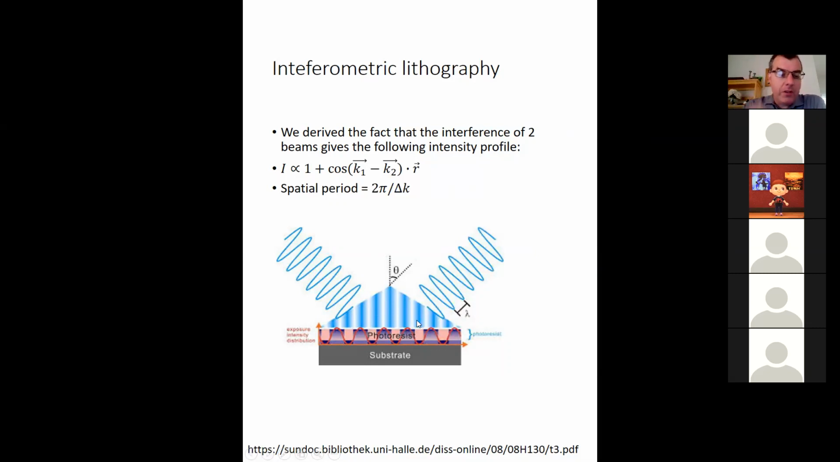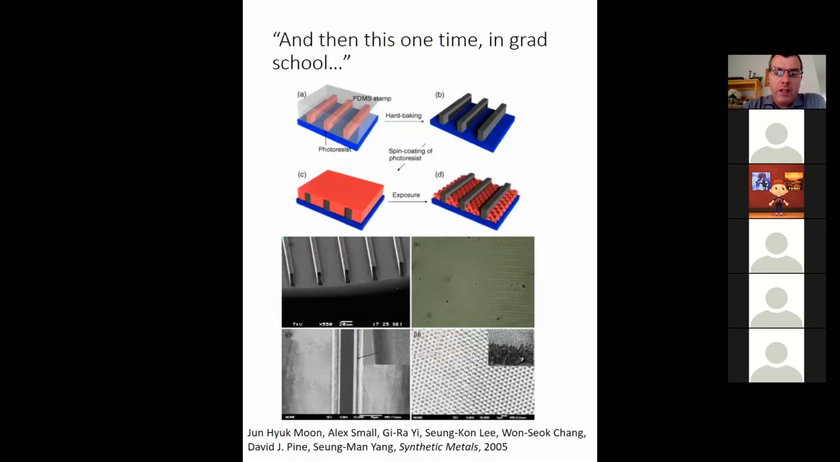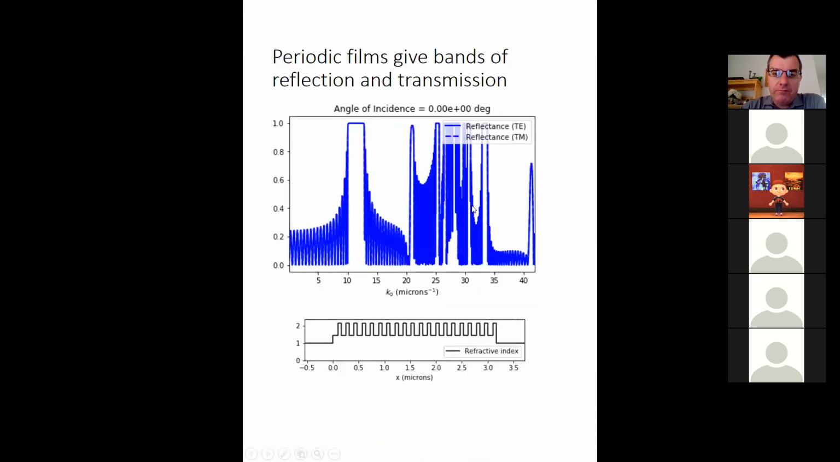And when you have these interference patterns, then you can write a periodic pattern into a photoresist. And I showed you pictures of how I did that in grad school, and we actually wrote and sculpted three-dimensional periodic patterns. Now, we already talked a little bit about periodic systems, and you're in the process of playing with a periodic 1D system. And in a periodic 1D system, you wind up getting bands of nearly perfect reflection and bands of at least partial transmission.